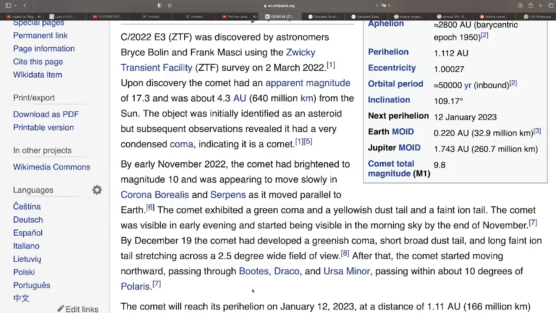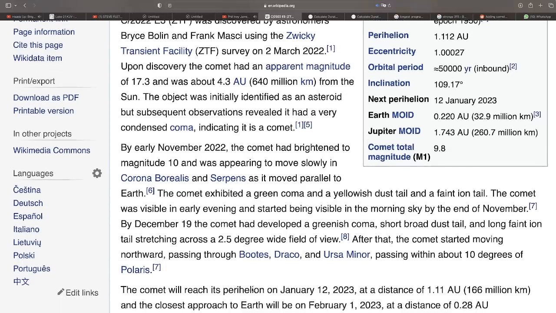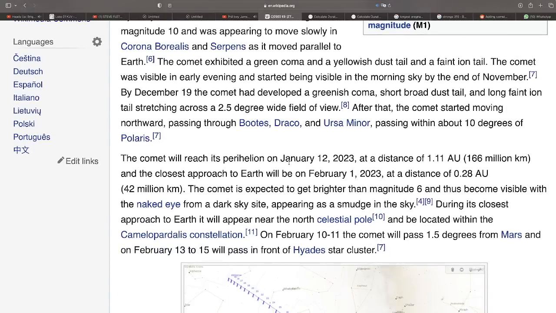After that, the comet started moving northward, passing through Boötes, Draco, and Ursa Minor, passing within about 10 degrees of Polaris. The comet will reach its perihelion on January 12, 2023, at a distance of 1.11 AU, astronomical units, I think that means, and then it will be closest to Earth on February 1st.